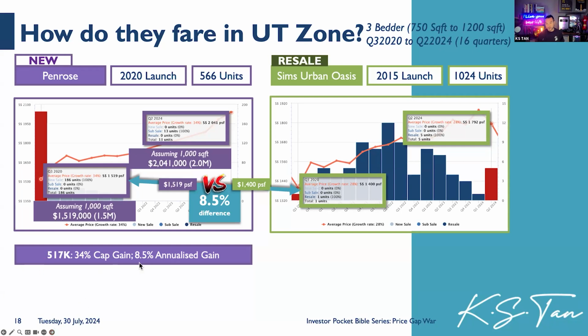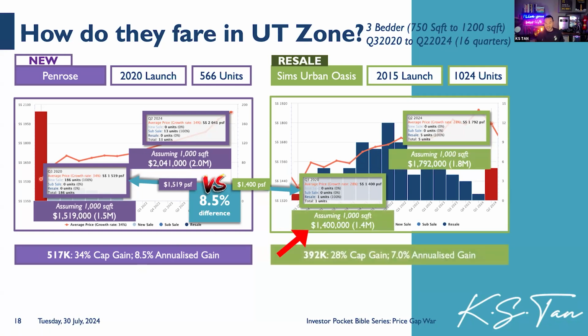Okay, and of course, if you were to go into Sims Urban Oasis, you would have entered at about 1.4 million, assuming it's 1,000 square foot as well, and exiting at about 1.792 million too. And this would only give you 392,000 in terms of profit. And total capital appreciation is about 28%, annualized gain at 7%.